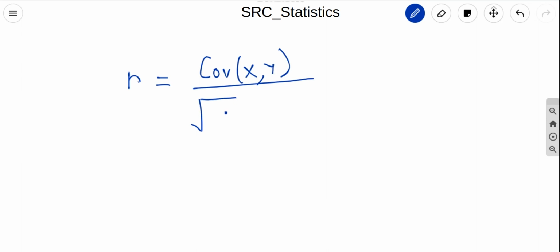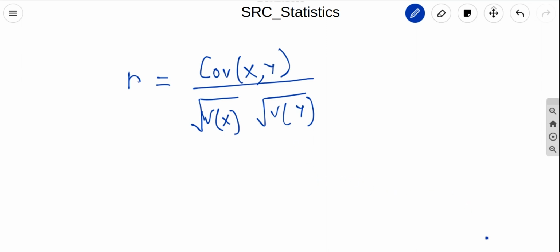Now the formula for correlation coefficient, Pearson correlation coefficient, is given by r equal to covariance of xy divided by square root of variance of x and square root of variance of y. Now if we are given x, y, we can find out the variance of x and variance of y and covariance of x, y, and then put the values to get correlation coefficient.